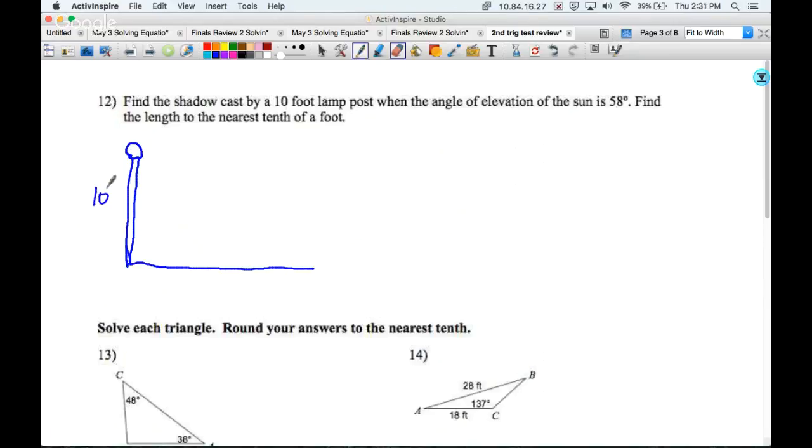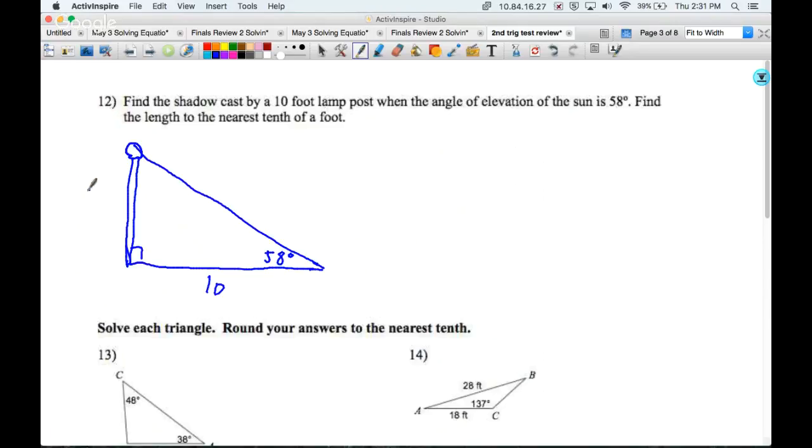It is 10 feet tall. The angle of elevation to the sun is 58 degrees, so that's this angle down here. And then find the length to the nearest foot. Okay, wait, oh, the shadow is 10 feet. The shadow is 10. Find the length to the nearest foot, presumably of the lamp post.